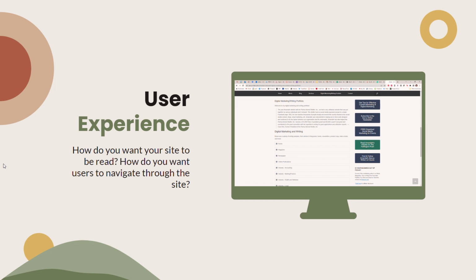This is an example from a portfolio from someone where if you click the 5th link on their navigation, digital marketing and writing portfolio, you're taken to a page where you can find several different categories. And so you could click on any of these categories to see samples from this person. This person has a very clear user experience that they want the visitor to their site to go through.